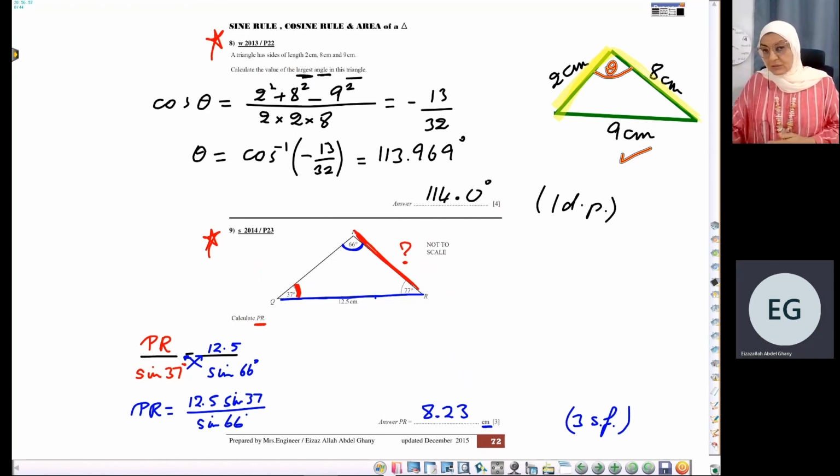Now, this is an example of how we apply the cosine rule for finding an angle if 3 sides are given. Now, there is another case. If 2 sides are given with an included angle, we need to find a side length.